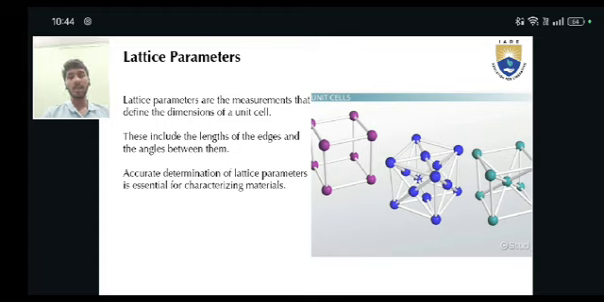There are different factors which affect these lattice parameters. Lattice parameters depend on atomic size, crystal structure, temperature, and pressure. Atomic size: larger atoms increase the lattice constant. Crystal structure: packing efficiency in structures like FCC, BCC affects the parameters. Temperature: thermal expansion can change the dimensions. Pressure: high pressure can compress the lattice, altering the constants.